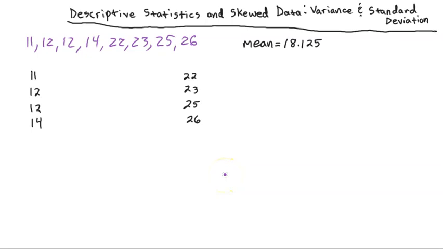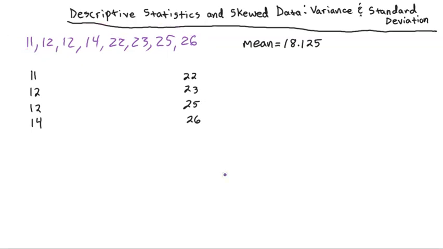Now, we're going to learn in this video about what's called the variance of the data and the standard deviation of the data. Instead of trying to define those things, let me show you how we get those statistics, and then we'll try to come up with some kind of definition for it. So here's our data set, organized from smallest to largest.